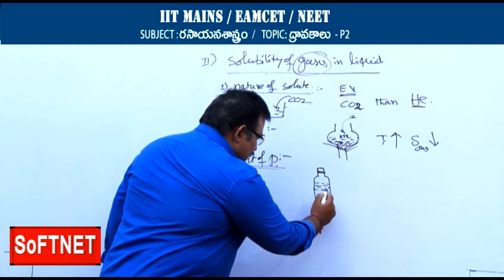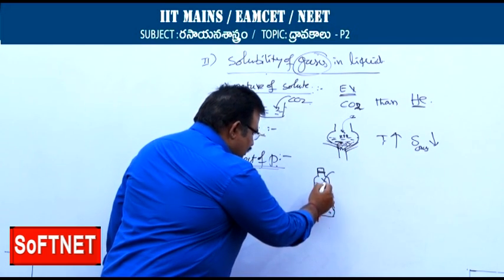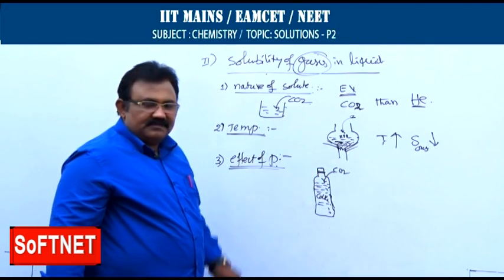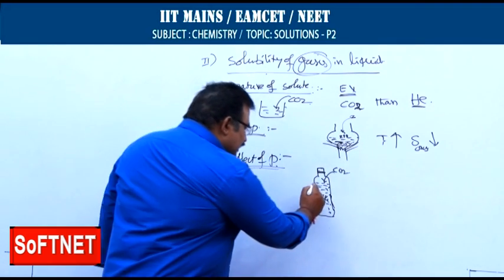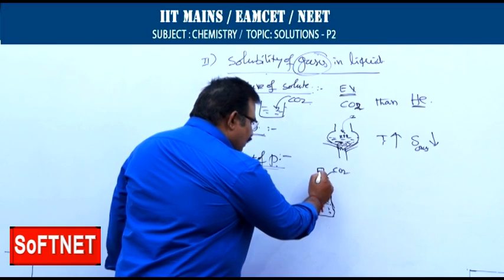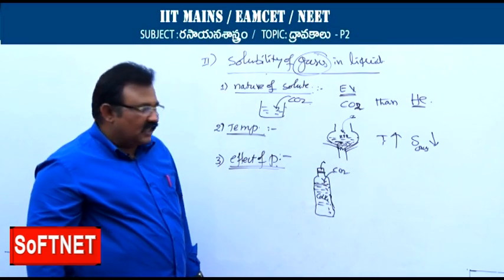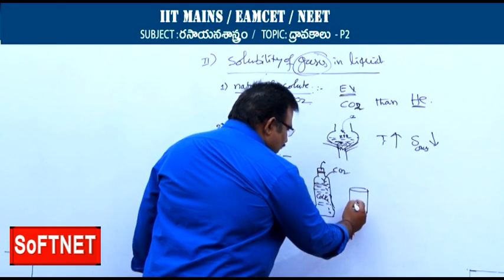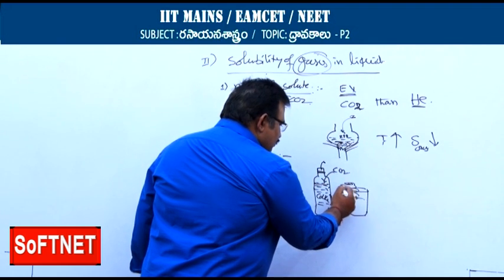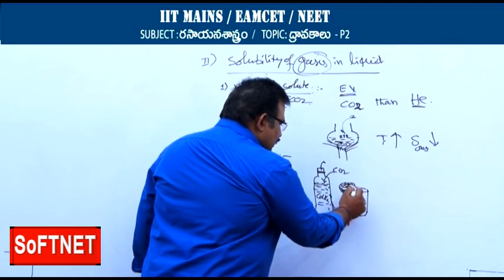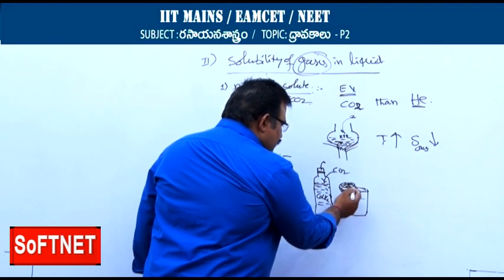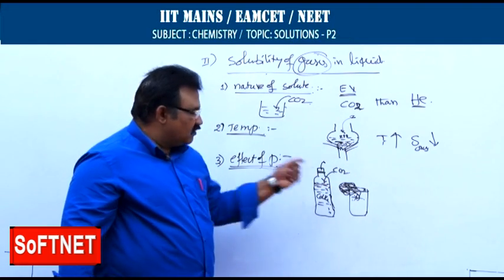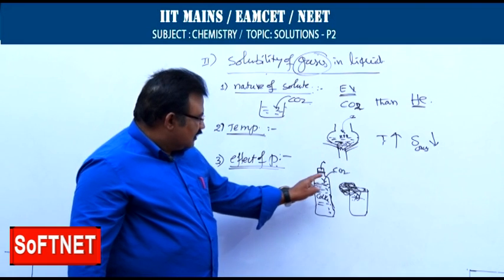This is the liquid in which carbon dioxide is passed at high pressure. The moment when we open the lid of the bottle and transfer it into a glass, immediately we observe a froth. That froth comes out of the glass. That's what we observe regularly. Why is this happening?